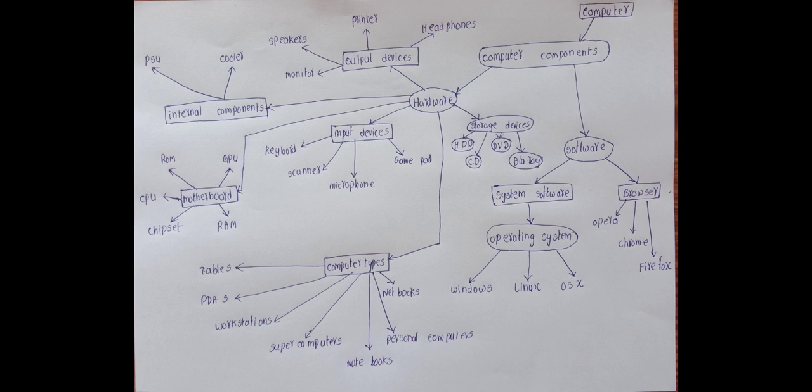And in the motherboard there are five classifications. The first one is GPU, second ROM, the third one is CPU, the fourth one is chipset, and the final one is RAM. And we all know RAM, CPU, ROM. ROM means read only memory. RAM full form is random access memory.